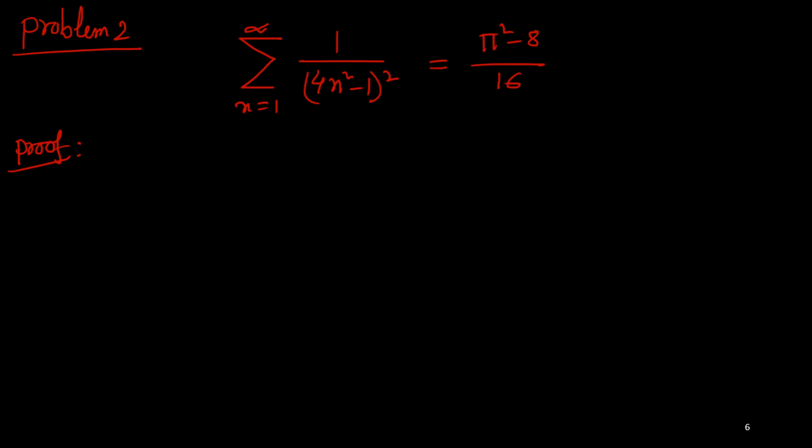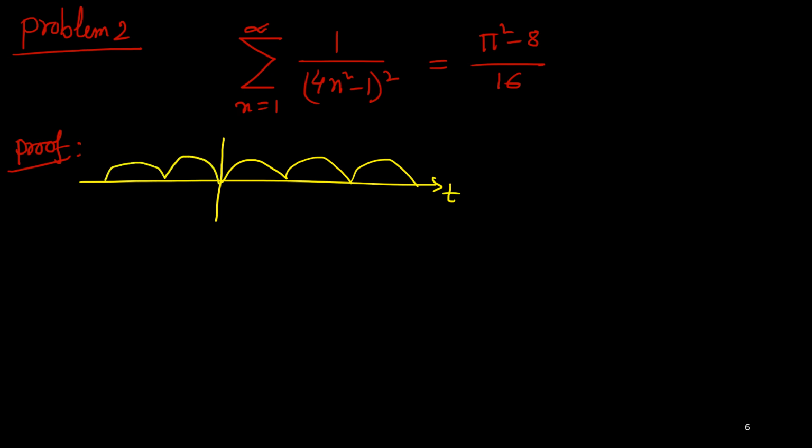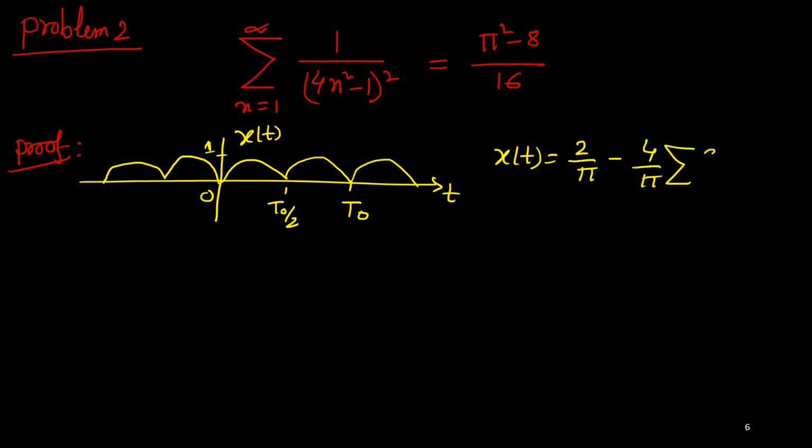So again we'll consider that full wave rectifier. So you see this full wave rectifier, this side, this is your 1, this is 0, and this is your T naught, remember, and this is your T naught by 2 that we have considered, and this is your full wave rectifier x(t), and you know that the expansion of x(t) is given as its average value, 2 upon pi, minus 4 upon pi, summation of cos 2 omega naught t upon 4n square minus 1, n equals 1 to infinity.